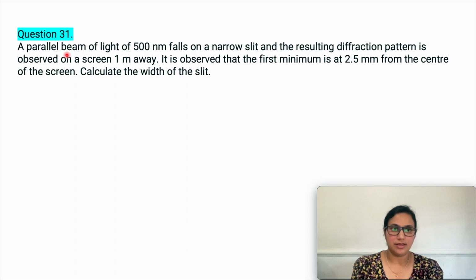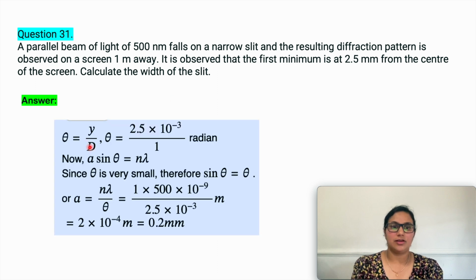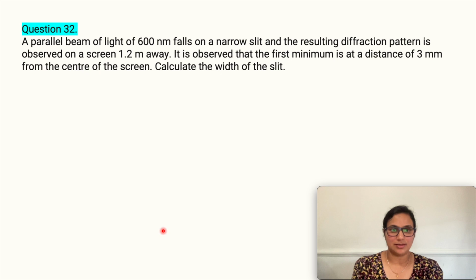Question number 31. A parallel beam of light of 500 nanometer falls on a narrow slit and the resulting diffraction pattern is observed on a screen 1 meter away. It is observed that the first minimum is at 2.5 millimeter from the center of the screen. Calculate the width of the slit. Answer: you have the formula nλ = d sin θ, or a sin θ. Substitute the values, you get 0.2 millimeter.